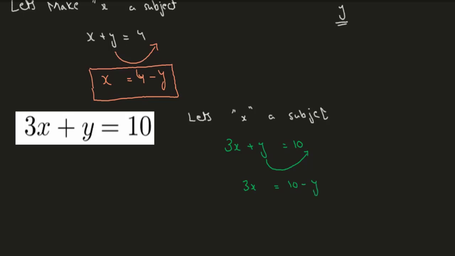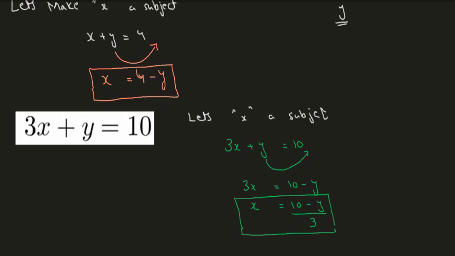Now I can see that x is a little bit more isolated as compared to my first equation. The only thing left with x is 3 right now. The 3 is being multiplied here, so when I take this 3 on the other side of the equal sign, it will get divided. So x is equal to 10 minus y, whole divided by 3. Now I have made x a subject for my given equation.